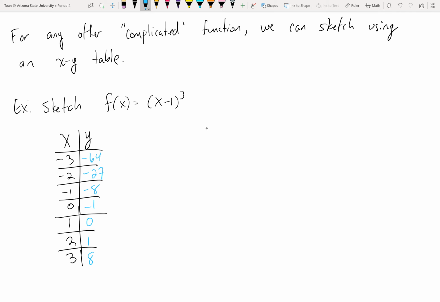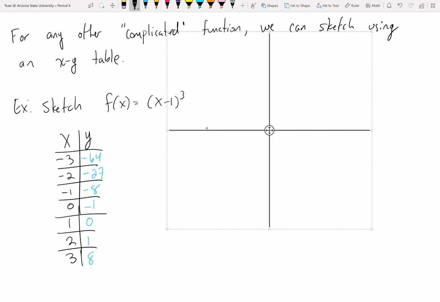Now, when it comes to hand sketching, notice I analyze the outputs. Gee, I got -64, -27. Those are pretty big in magnitude. I could make my tick marks go every 2 or every 3. But since I have lots of small numbers as well, -8, -1, 0, I'm basically going to ignore these two results. And when it comes to sketching, that's sometimes what you have to do. If the outputs are too big, just ignore them.